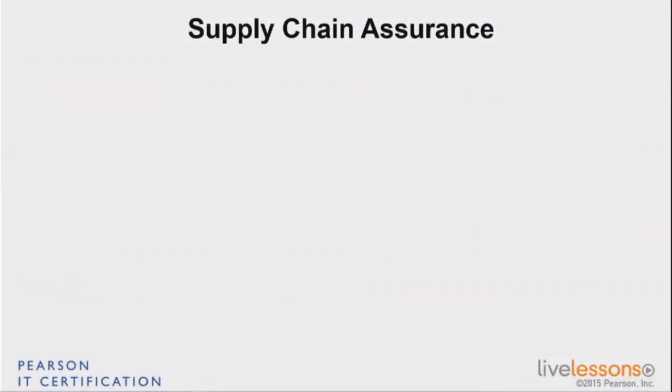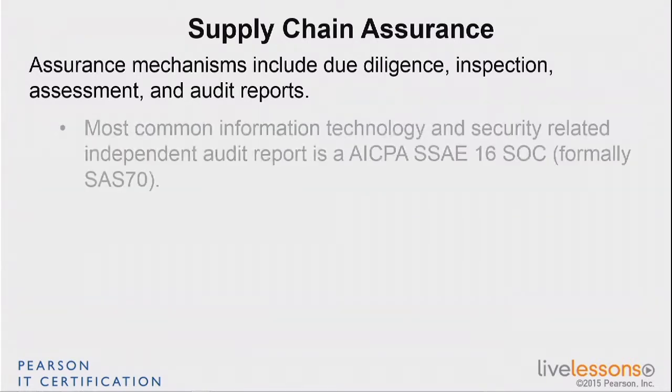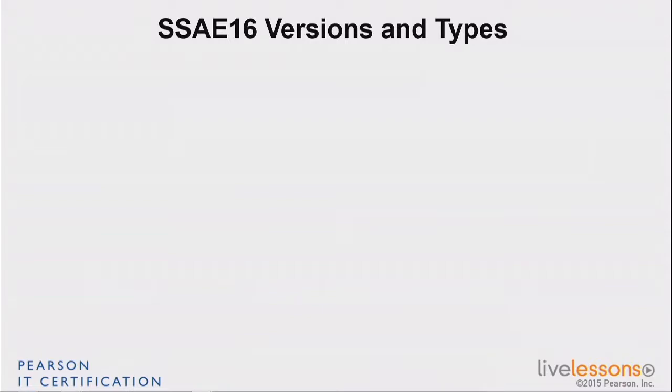Let's take a look at supply chain assurance. The assurance mechanisms include due diligence, inspection, assessment, and audit reports. Now we're using all of these mechanisms so that we have a level of confidence in regard to our supply chain partners. The most common information technology and security-related independent audit report is an AICPA SSAE 16 SOC report that was formerly known as a SAS 70 report. This is a report that organizations hire independent auditors to perform, and then they distribute the results of that audit to their business partners.